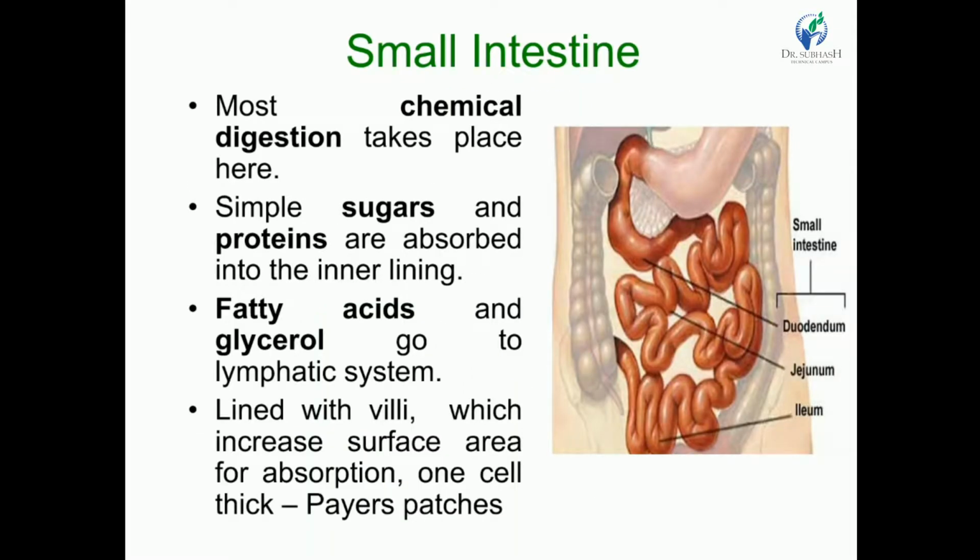Here the most chemical digestion takes place, in the case of the duodenum, and the simple sugars and the proteins are absorbed into the inner linings. Fatty acids and the glycerols generally go to the lymphatic system for further absorption, and it is lined with the villi, which increases the surface area for absorption, and one cell thickness we can see here. There will be a presence of those Peyer's patches, which are a part of our immune system.